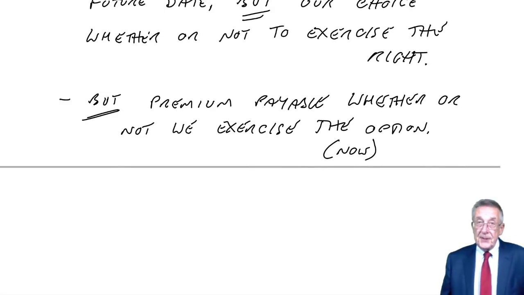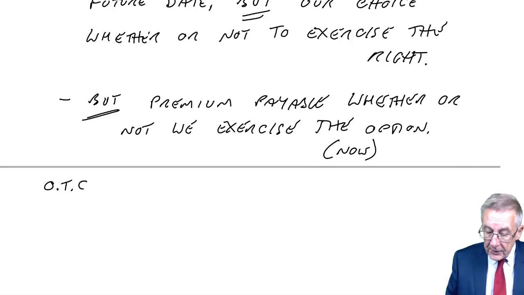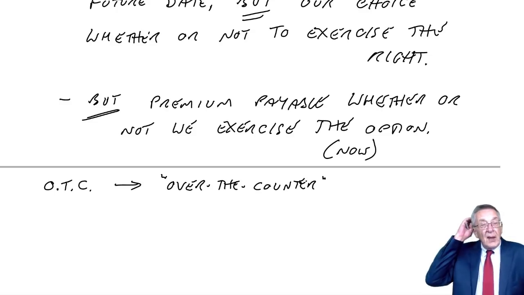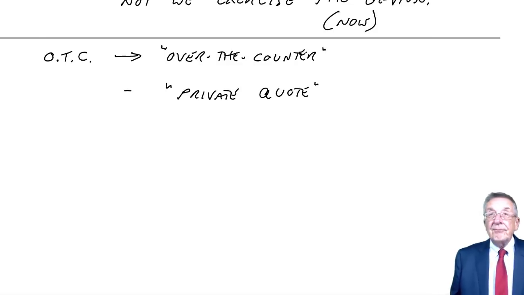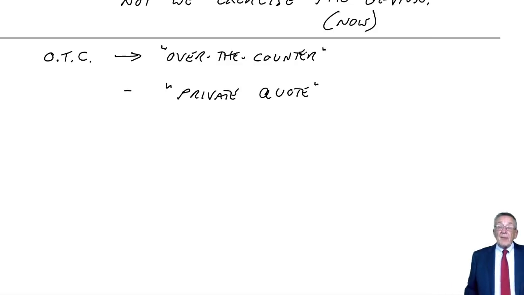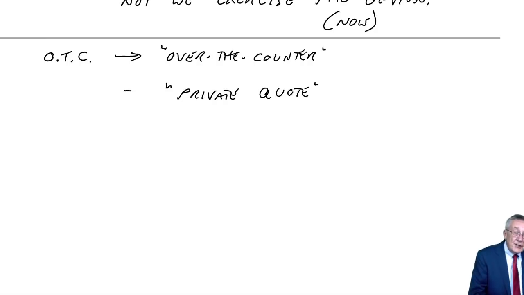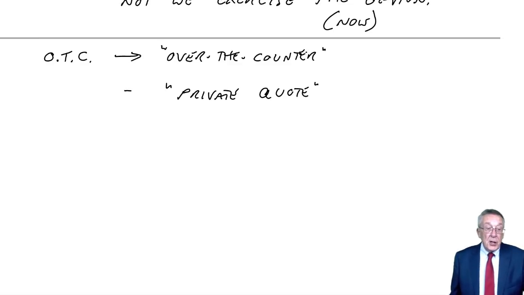However, there are two types. The first one is very easy. It's called an OTC option, and OTC means over the counter. An OTC option is a bit like what you might call a private quote, in that you go to the bank and you tell them you want the right to convert this much money at such a rate on such a future date. And they'll quote you a price, the premium. Let me show you what I mean.